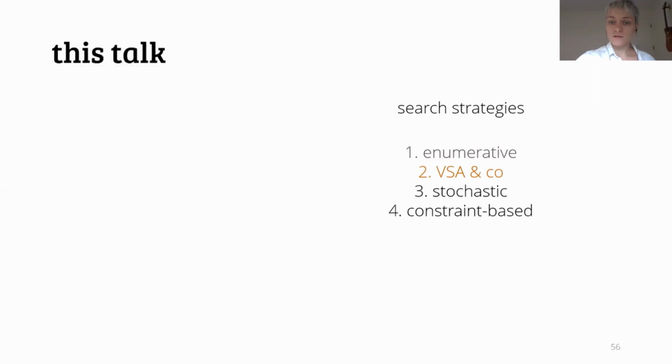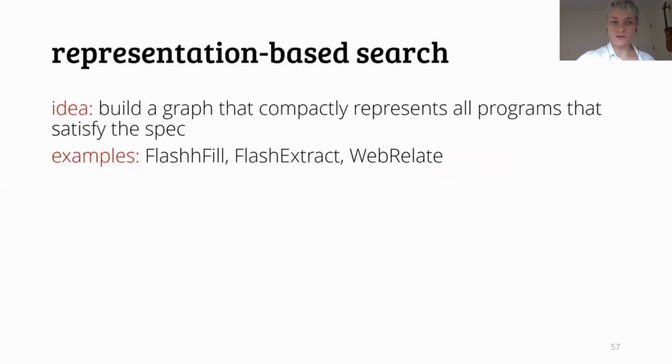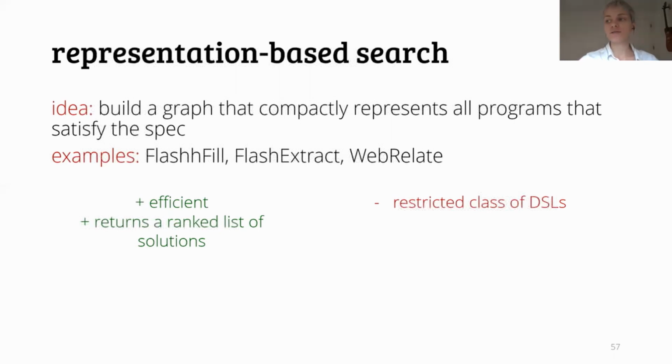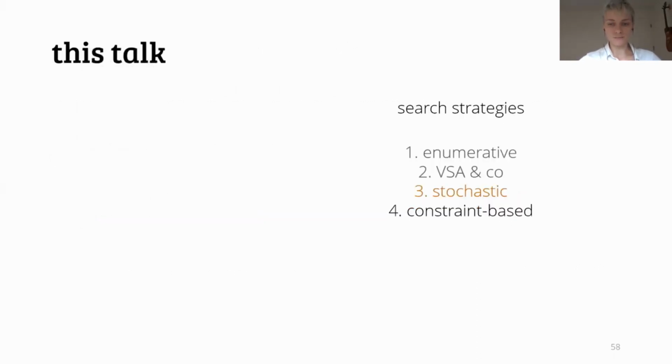So VSAs are probably something that you're familiar with. The idea here is to build an explicit compact representation of the set of all programs that satisfy the specification. Examples of tools that work using VSAs or representation-based search are FlashFill, FlashExtract, WebRelate. All I wanted to say about that is that representation-based search is very efficient when you can apply it. In particular, it's very good at returning a ranked list of solutions and not only the first solution, but it's very restricted to a particular class of DSLs. So basically when it works, it works well, but it doesn't work in too many cases.